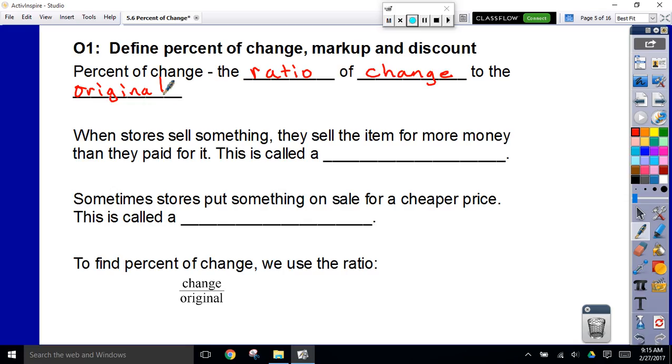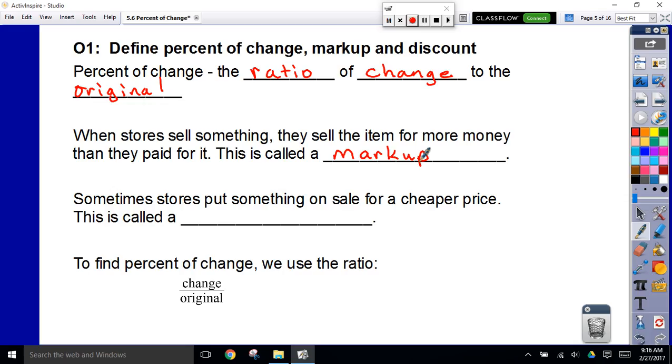When stores sell something, they sell the item for more money than they paid for it. This is called a markup. So when they mark something up, it means maybe a store sells bicycles and they buy bicycles from a warehouse somewhere and they buy them for really cheap. Maybe they are able to buy bicycles for $50, okay? And then when they sell them in their store, they sell the bicycles for $100. So there's a $50 markup so that they can make a profit and their store can stay in business and they can pay the people who work there and all that sort of thing.